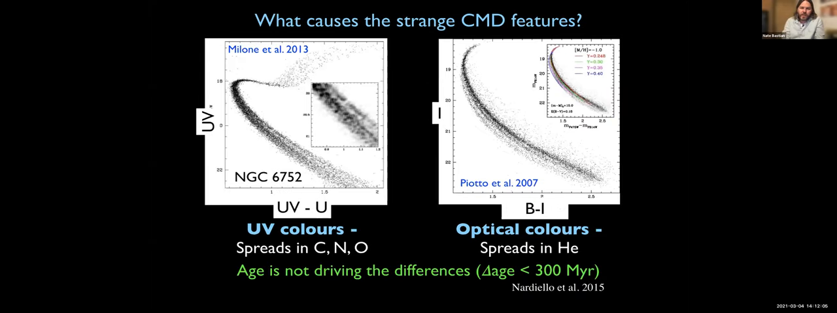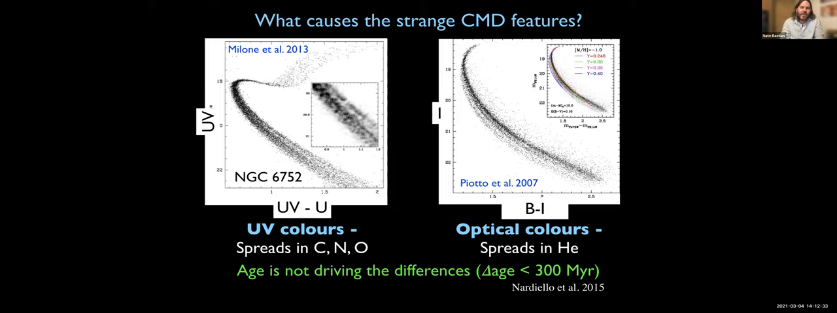So what causes these strange color magnitude diagram features? Well, if you look in the UV, what you're really seeing here is different spreads in carbon, nitrogen, oxygen. In particular, nitrogen is the driving feature within these. And if you look in optical filters, what you're largely seeing is spreads in helium. So a question that I always get whenever I talk about multiple populations is, what about differences of age or differences in iron? And those are not driving these differences.